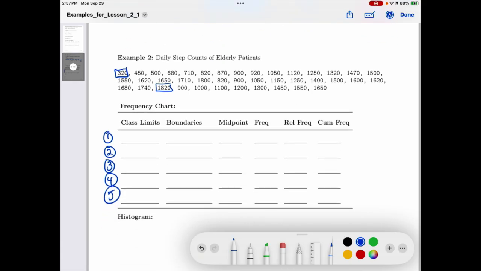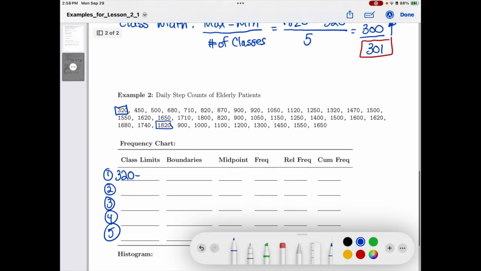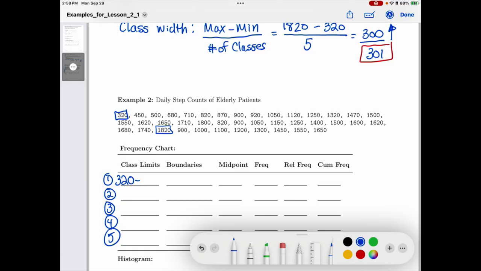All right, now to start finding our limits for each of the intervals, you always want to start at the minimum value for the first class limit, the lower class limit. So we're going to start at 320. That's our smallest value. Then to find our upper limit, put this note in here: to find the upper limit, add the class width minus 1.